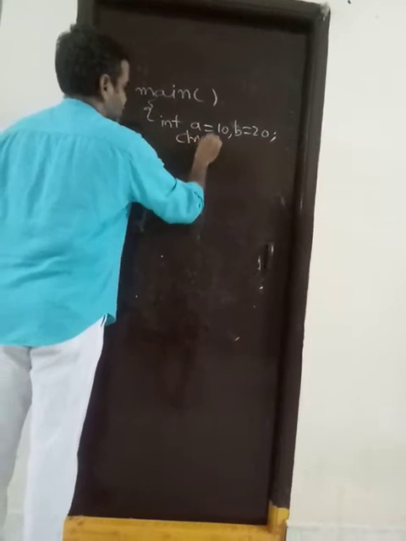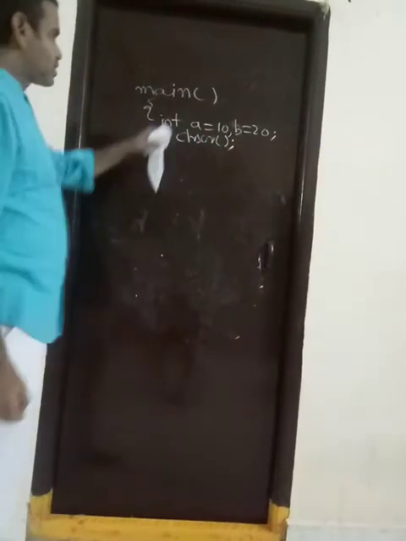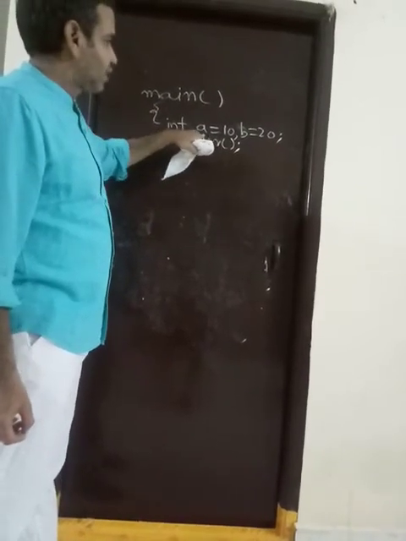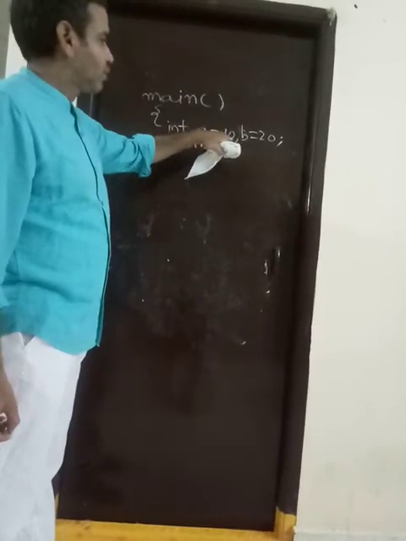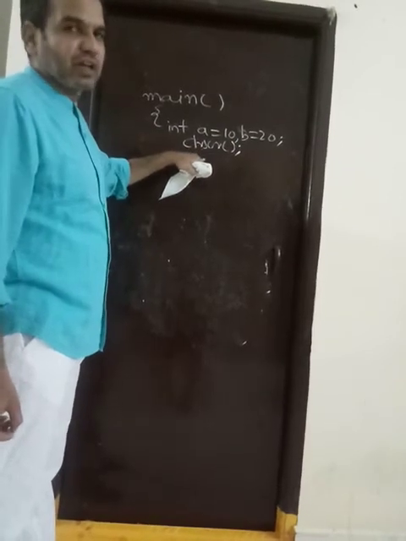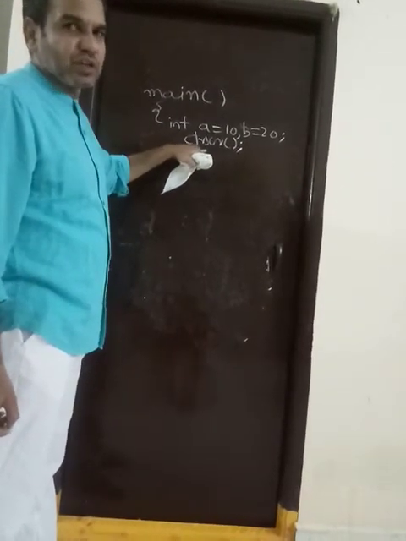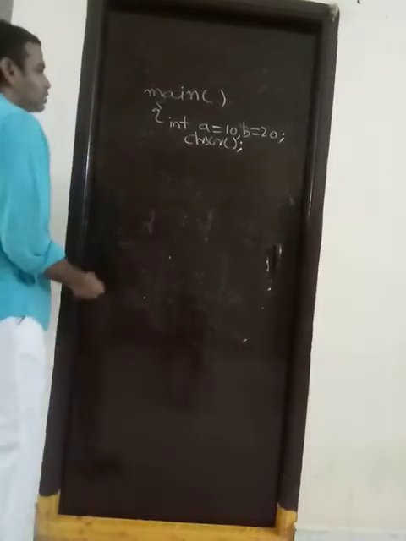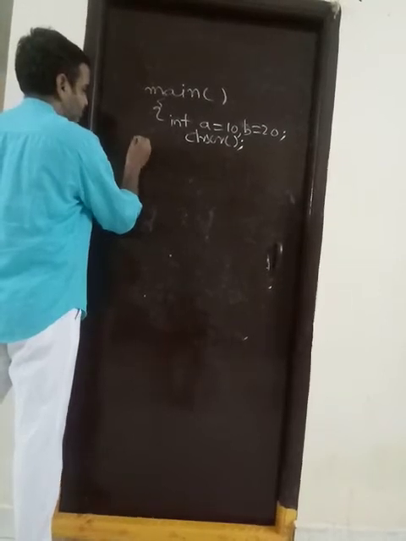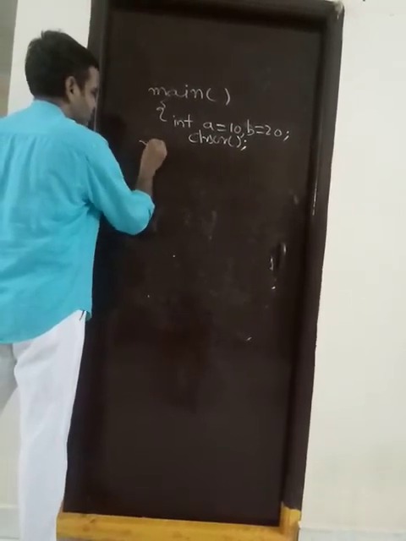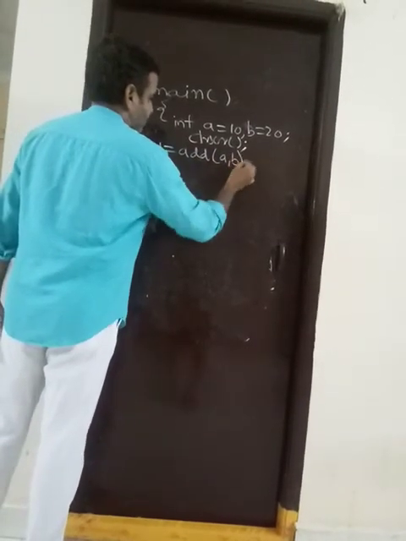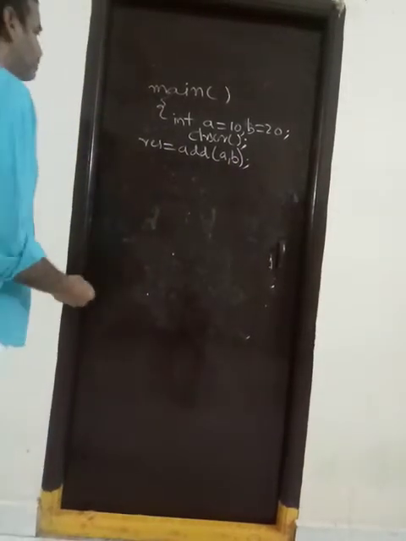After declaration we are specifying CLRSCR. Every C program begins with main, and the program starts with a flower bracket, and with the declaration we initialize values, a value equal to 10, b value equal to 20. After declaration of variables we specify CLRSCR, which is used to refresh the screen. Then next I am taking addition of two numbers, result is equal to add. This is function with argument with return.